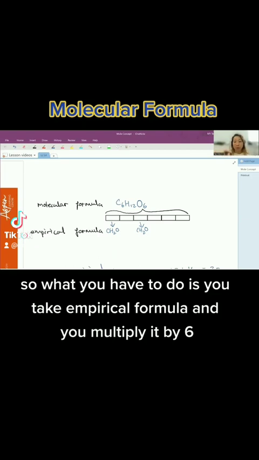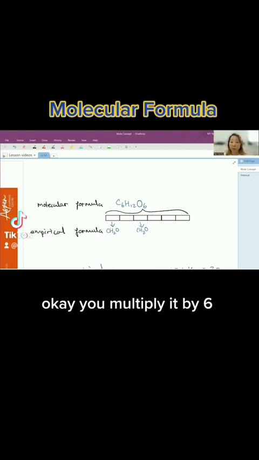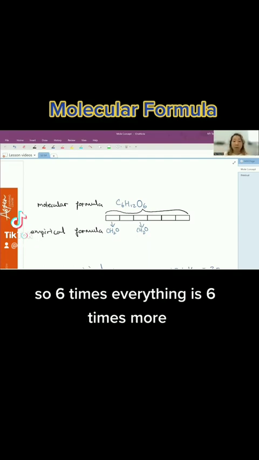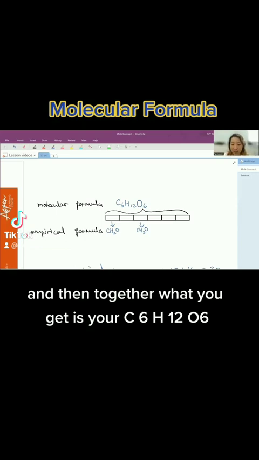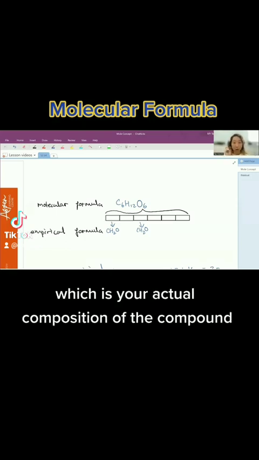So what you have to do is you take the empirical formula and you multiply it by 6. Okay, you multiply it by 6. So everything is 6 times more. And then together what you get is your C6H12O6, which is your actual composition of the compound.